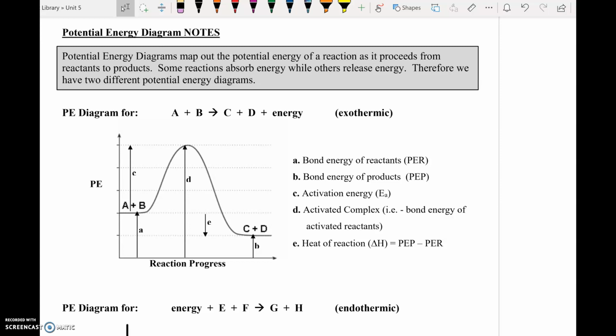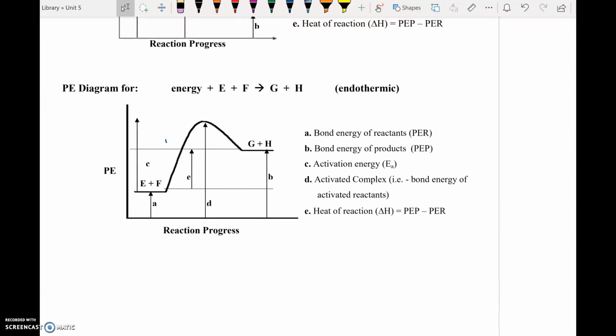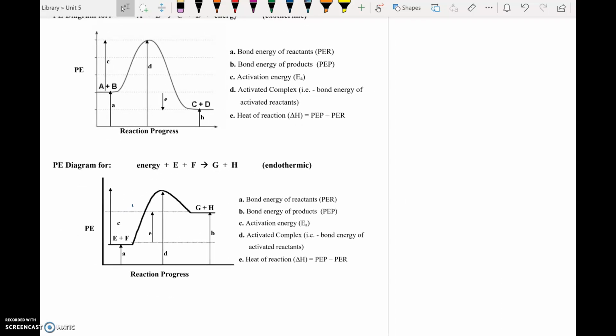Yesterday we were talking about the potential energy diagrams, and here I have an exothermic, and here I have an endothermic. Notice the difference. The difference between the two is that an exothermic starts high and ends low. An endothermic, where it's going to absorb energy, is going to start low and end high. So that means the products have more potential energy. You can see that right here. They have more potential energy. And everything is labeled here.